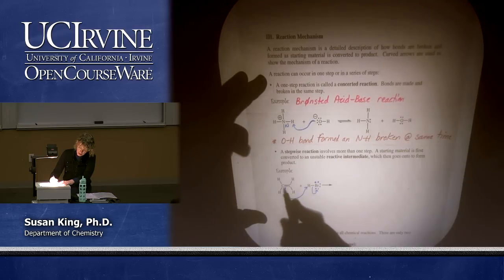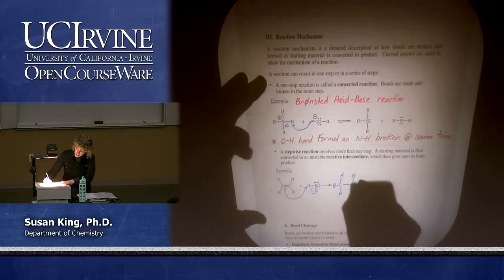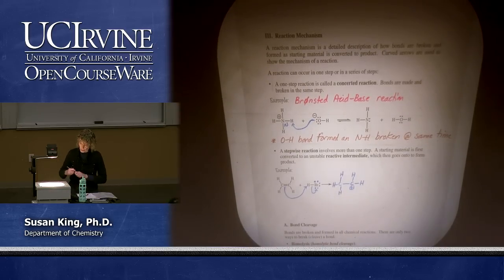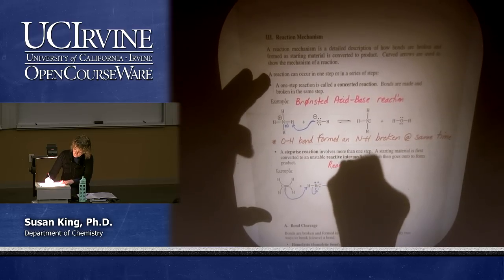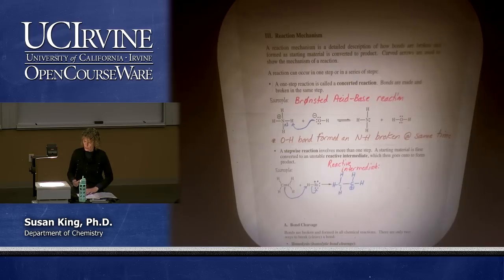Now that proton's going to go on either carbon, it doesn't matter in this case, but let's draw what we get here. I'm going to put it on the left-hand side. And that leaves the right-hand side carbon without an octet, so a carbocation. And that's our reactive intermediate. What type of reaction is that first step? You could call it a Lewis acid-base reaction. You could also call it a Bronsted acid-base reaction, right? Because we're transferring a proton, aren't we?